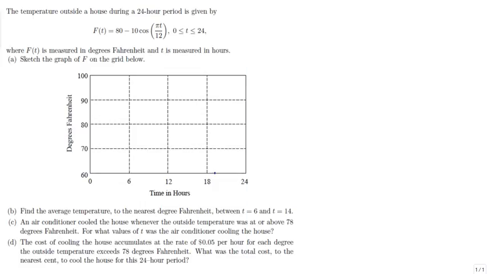Problem number 1, we have the temperature outside a house during a 24-hour period given by capital F of t as 80 minus 10 cosine pi t over 12 on the time interval from 0 to 24. F is measured in degrees Fahrenheit, t is measured in hours. First thing we want to do is sketch the graph of F on the grid below.